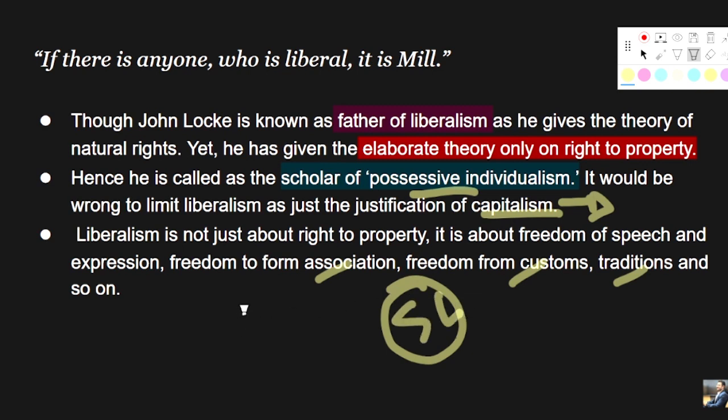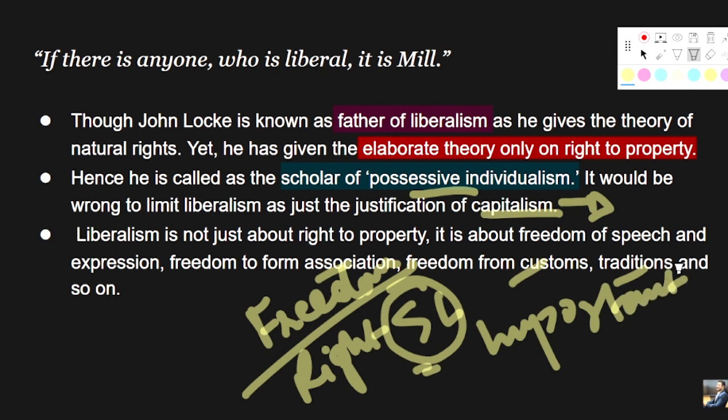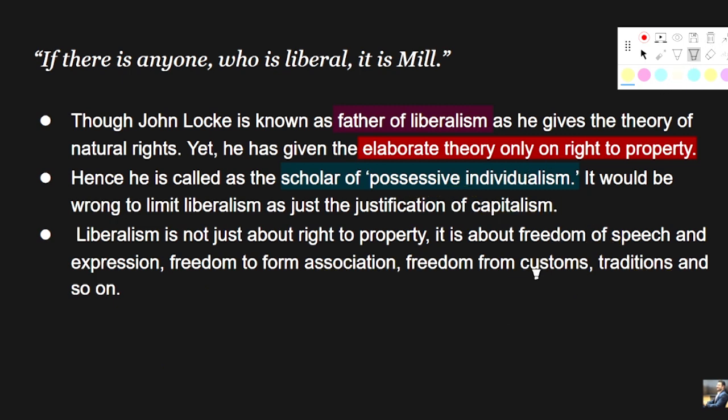Freedom is not only a kind of right, but it becomes a very important right for human existence, right? This is the idea which will be propounded by whom? Mill, right? And hence freedom or liberty or liberalism is not limited only to property, but includes all such rights like freedom of speech, expression, to form association, freedom from customs, traditions, and all the foundations of society, right? So this is how Locke's idea is being considered here by Mill, right?